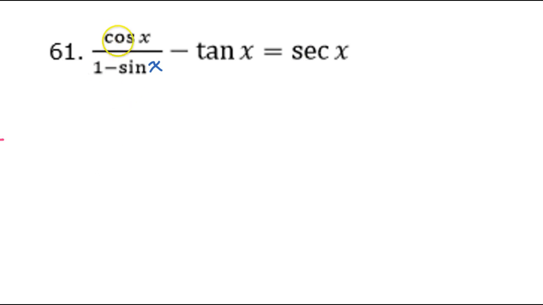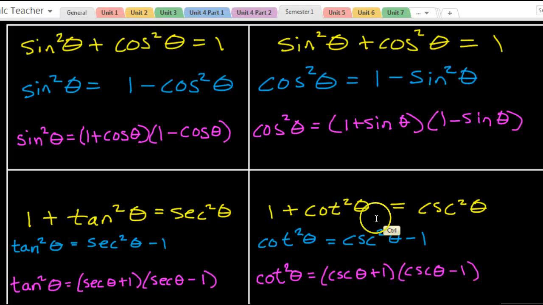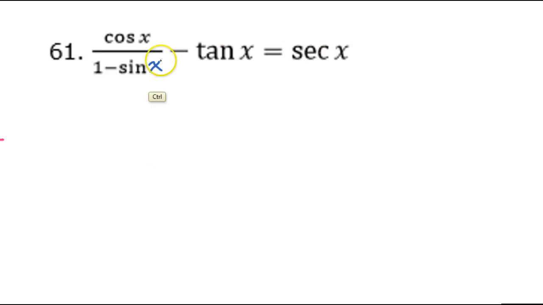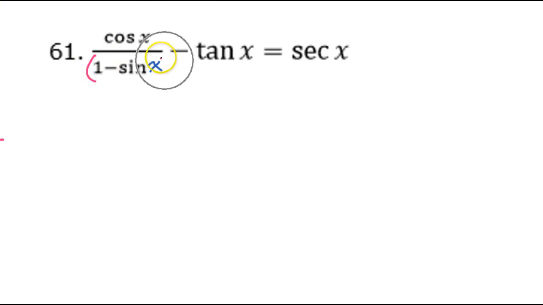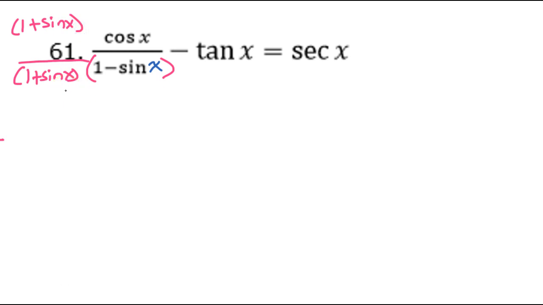All right, number 61 looks very interesting. I'm seeing this 1 minus sine x a lot, and so I'm just going to keep doing what I'm doing. So when I see this 1 minus sine, I know that if I multiply by 1 plus sine, that's going to give me cosine squared. So I really want to do that. So that's, again, in order to multiply by 1 plus sine, I have to do it in the numerator and the denominator. And I need to take my chances.